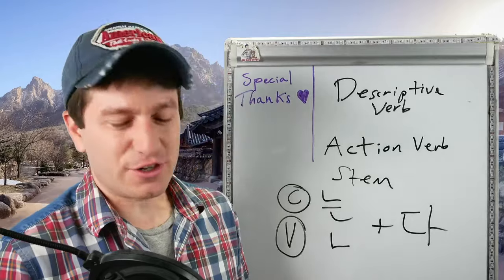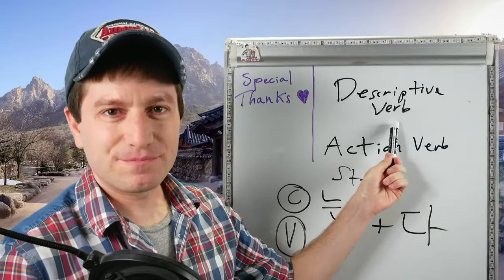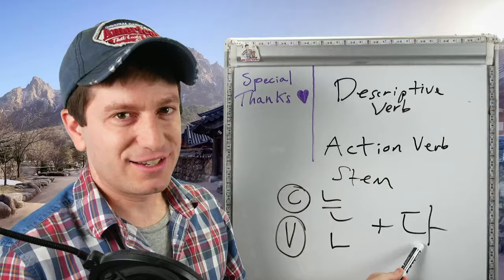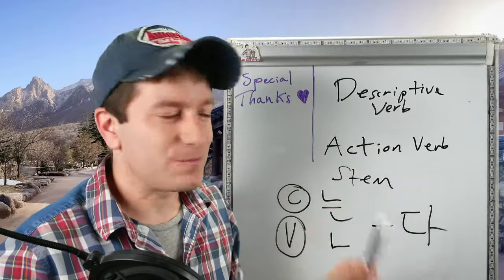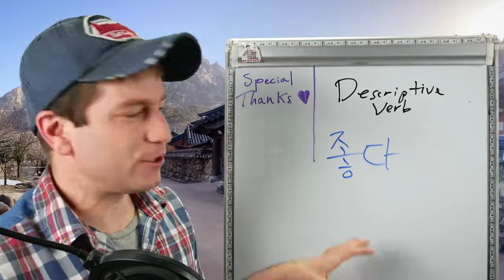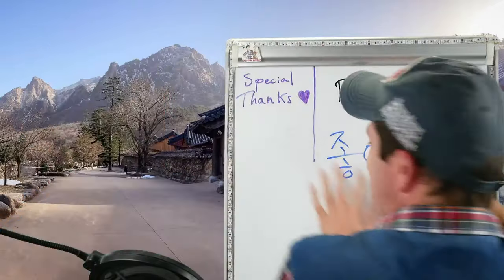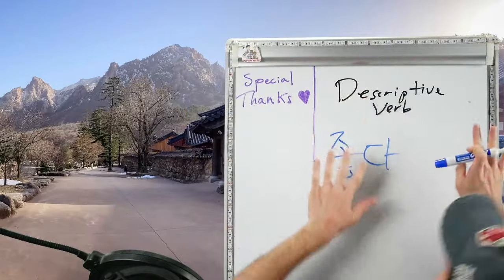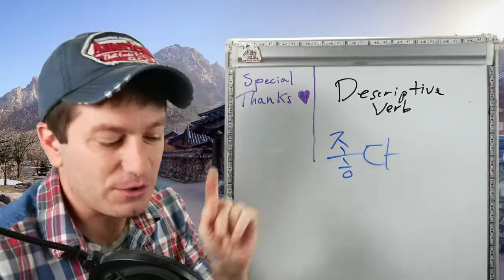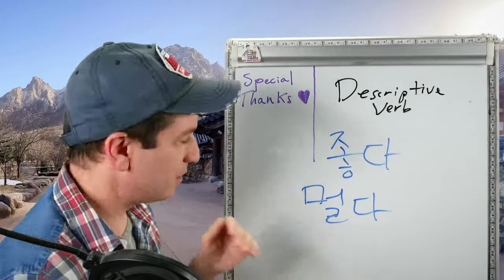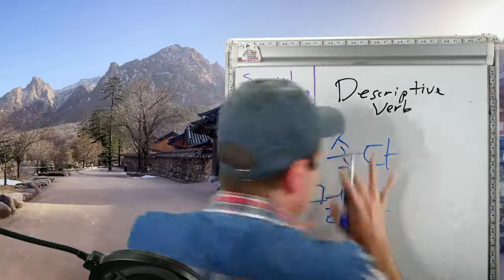Descriptive verbs are the easiest thing to conjugate in the entire world. If you have a descriptive verb, you take the verb stem and you attach ta. When you have a descriptive verb, it is already plain form as well. So, take the descriptive verb 좋다, to be good. Let me conjugate it. Whew. And now we're done. Let me do one more example though. 멀다, to be far. This one's a little tricky. Let me conjugate this.